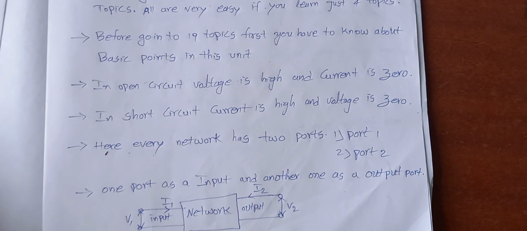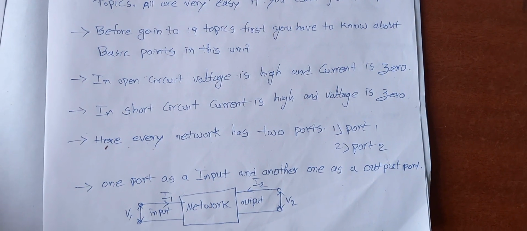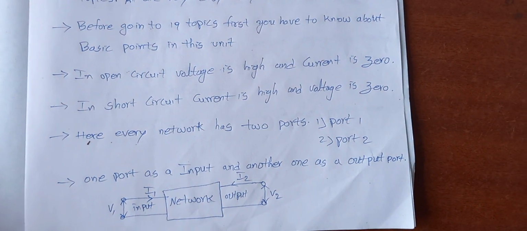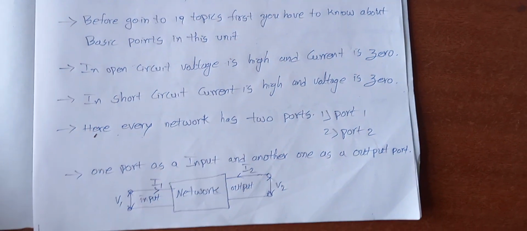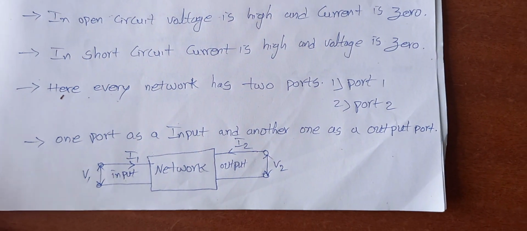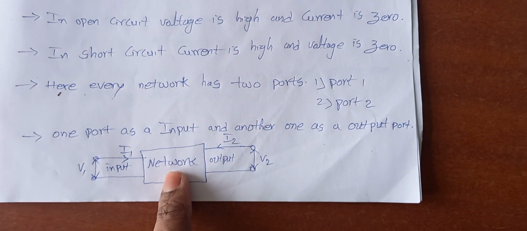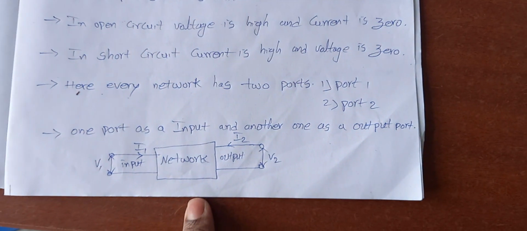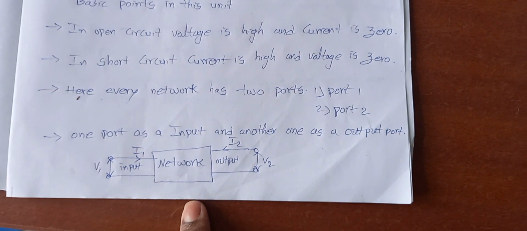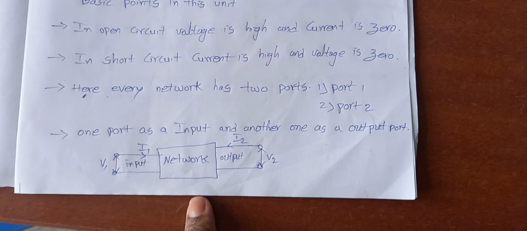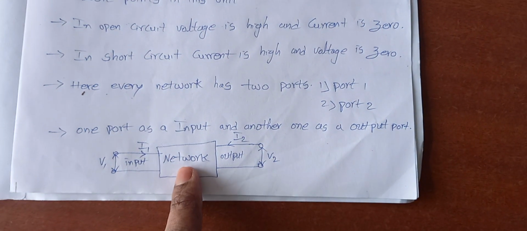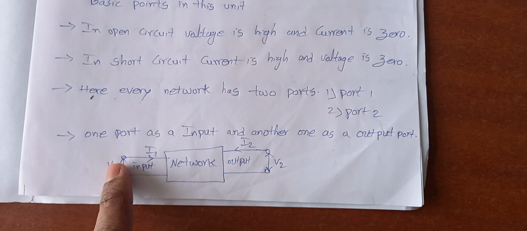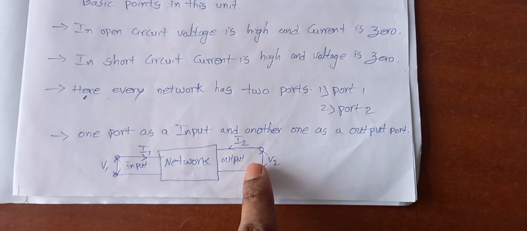Okay, here every network has 2 ports. So one is port 1 and another one is port 2. So we can observe here, this one is a network. Network, in a sense, we already have awareness on network. So the interconnection of 2 or more circuits is called a network. So this network has 2 ports: one is the input port, another one is the output port.